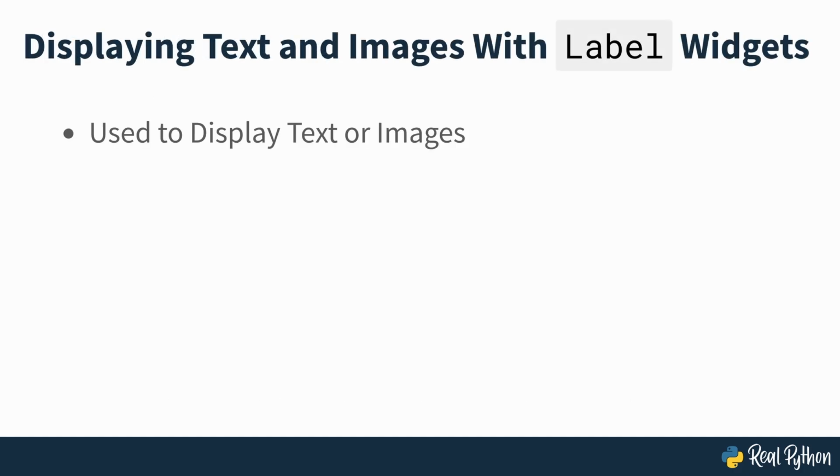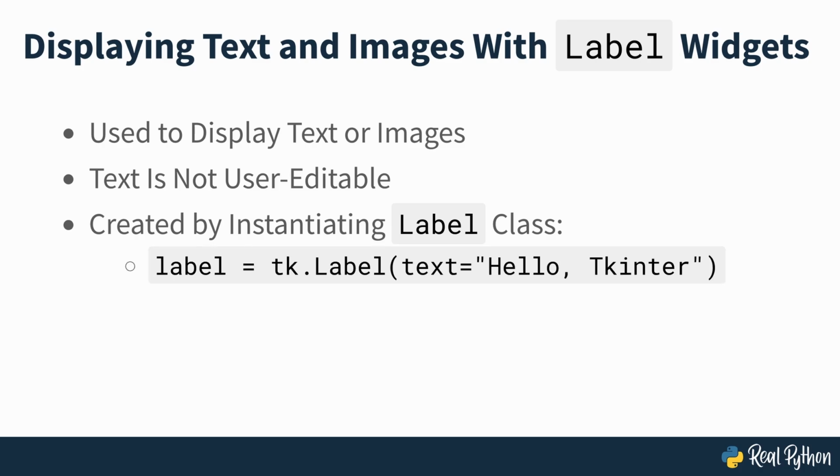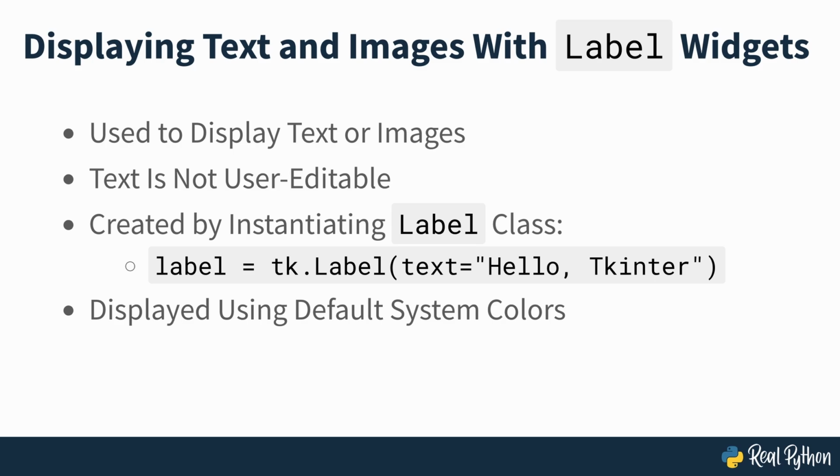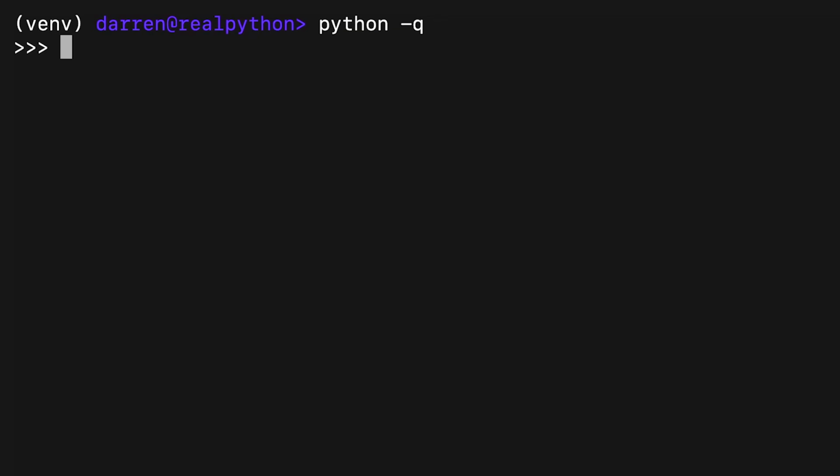Label widgets are used to display text or images. The text displayed by a label widget can't be edited by the user, it's for display purposes only. As you saw earlier, you can create a label widget by instantiating the Label class and passing a string to the text parameter. Label widgets display text with the default system text color and the default system text background color. These are typically black and white, respectively, but you may see different colors if you change these settings in your operating system, such as when you're using dark mode. You can control label text and background colors from the foreground and background parameters.